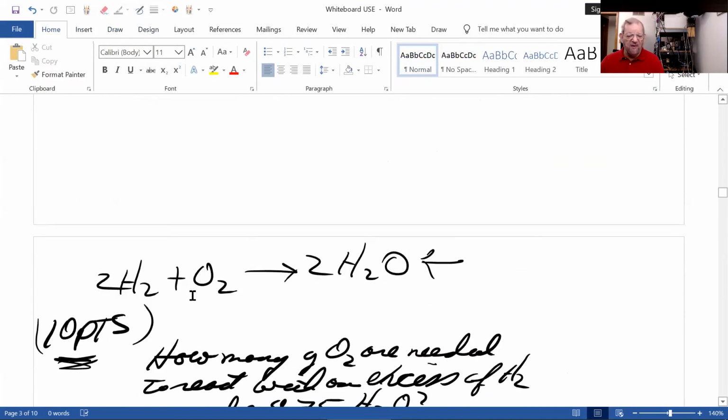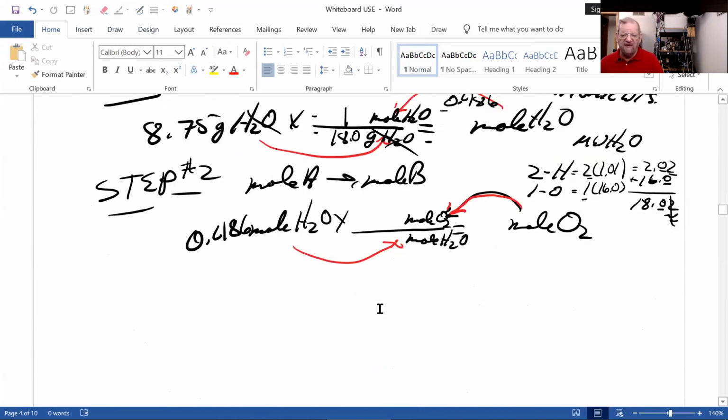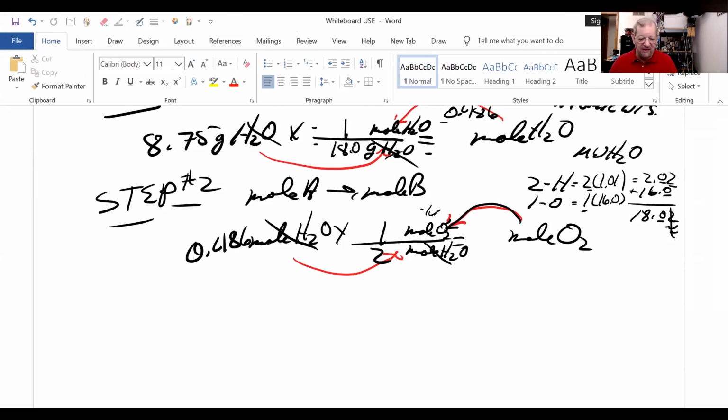For every 1 mole of oxygen, I make 2 moles of water. Remember, the coefficient when you see nothing is the number 1. For every 1 mole of oxygen, I make 2 moles of water. And now moles of water divided by moles of water gives me moles of oxygen. And I go to my calculator.